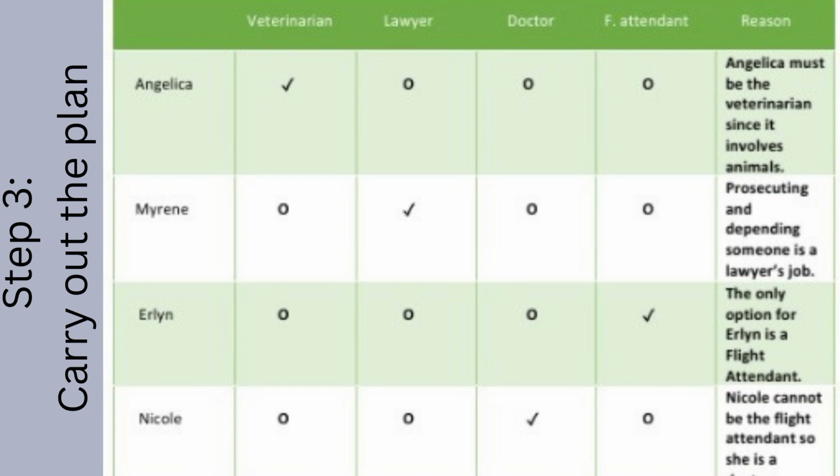In the last given clue, it is said that Nicole's sister is the flight attendant. So basically, Nicole cannot be the flight attendant, so she is a doctor. And Erlene is a flight attendant since the only option left for Erlene is flight attendant.